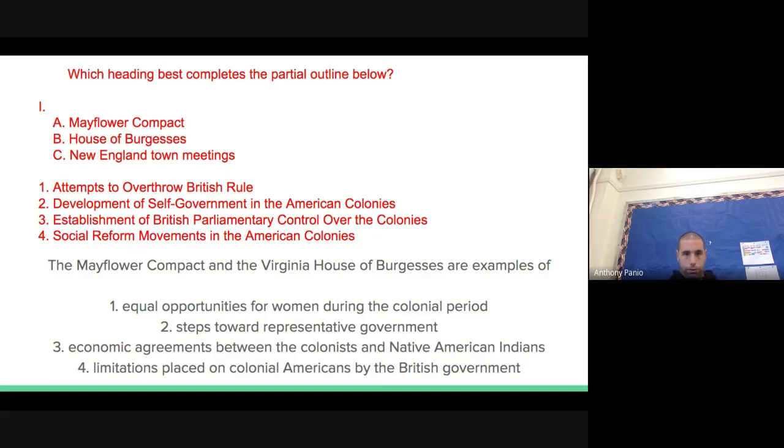I see 2s, 2s, 2s. Excellent. You guys are correct. So these are steps towards representative government, okay? We're looking at how the Mayflower Compact established rules for the people in the colony. We're looking at how the Virginia House of Burgesses had representatives go, not the entire country, not the king or queen, just representatives go and speak on behalf of the entire colony. Those are steps towards representative government. Those are steps towards a republic, okay?